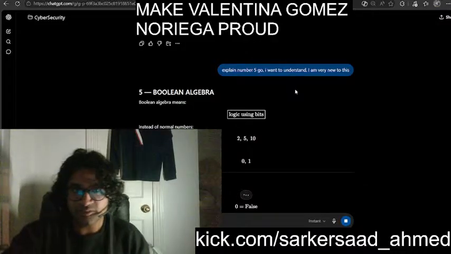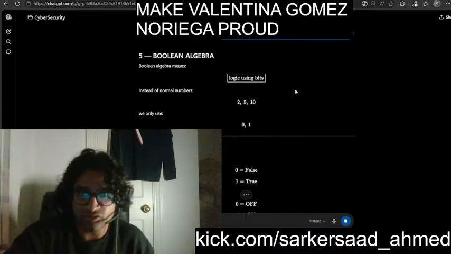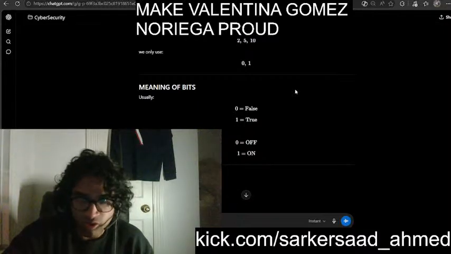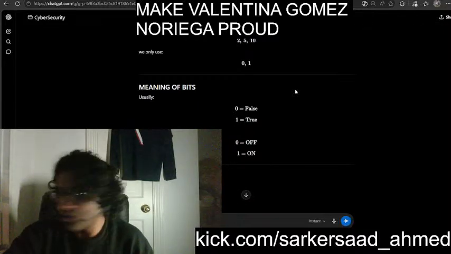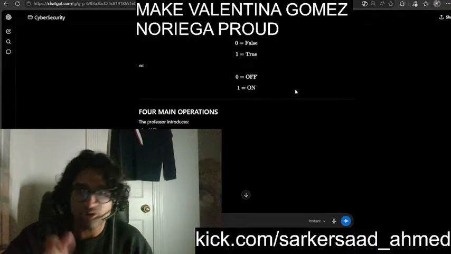So Boolean algebra means logic using bits. So instead of using 2, 5, 10, whatever, you only use 0 or 1. You can have 0 which is false, 1 which is true, or 0 which is off, 1 which is on. And the four main operators are AND, OR, XOR, and NOT. Those are the foundation.